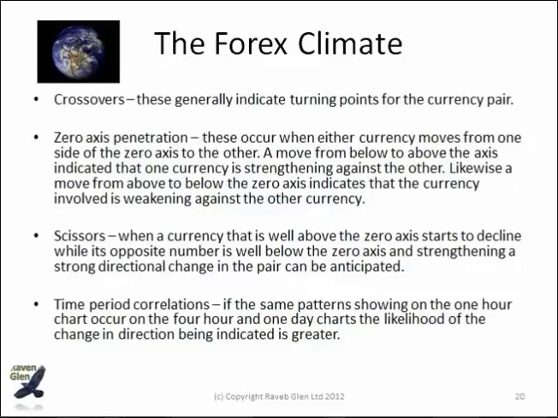Then we have zero axis penetration. These occur when either currency moves from one side of the zero axis to the other. A move from below to above the axis indicates that the currency involved is strengthening against the other. Likewise, a move from above to below the zero axis indicates that the currency involved is weakening against the other currency.